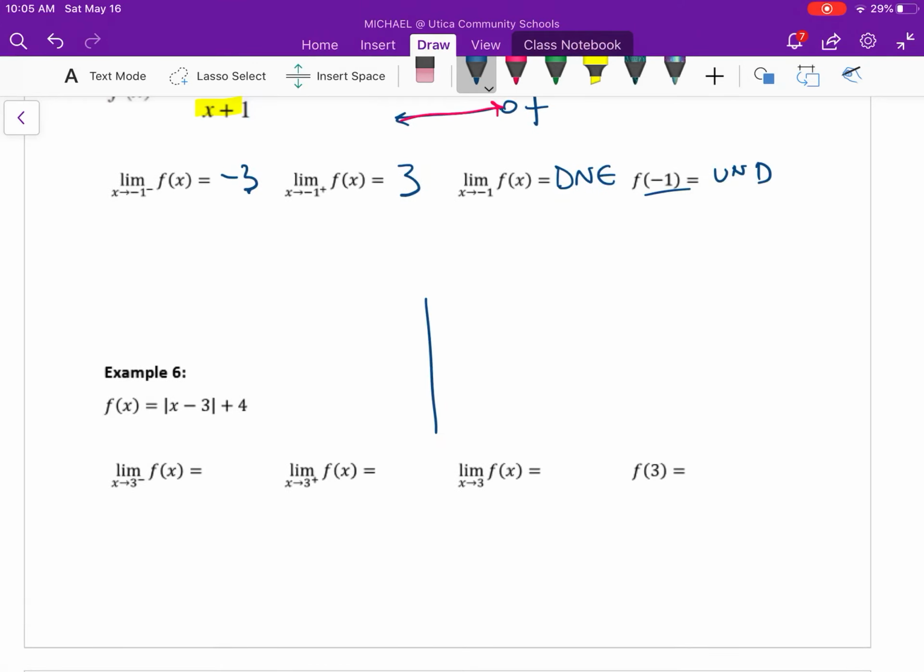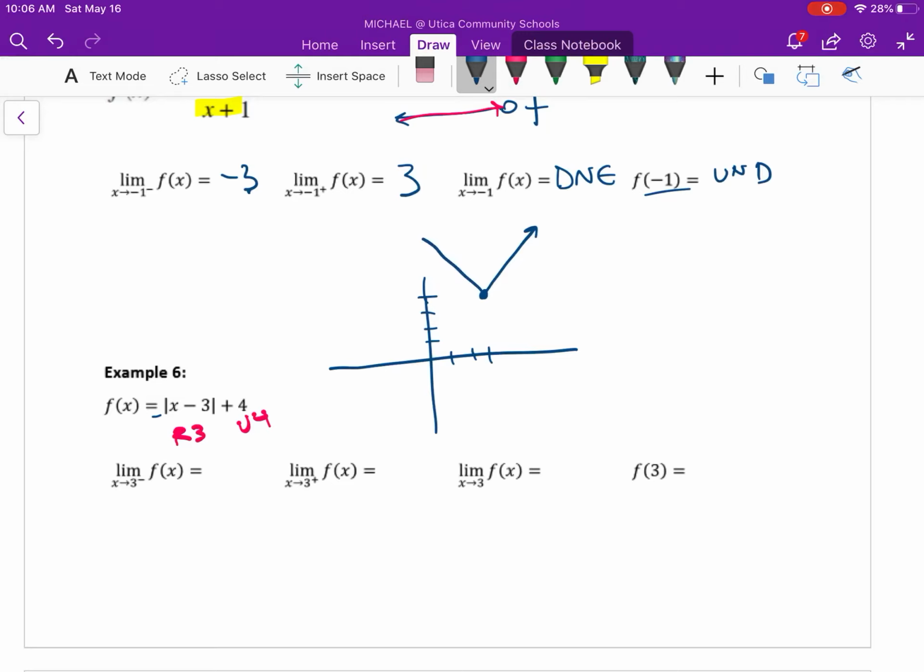All right, and in example 6, we have a little bit more of a straightforward type of problem. We just have to remember how to graph these piecewise functions. So normally, the parent function is just the v-shape with the vertex at the origin, and then we just have to shift these around based on what it says. So this minus 3 means we're going to shift it to the right 3, and this plus 4 means we're going to shift it up 4. So we're going to go right 3, up 4. And that's where our vertex is now going to be.